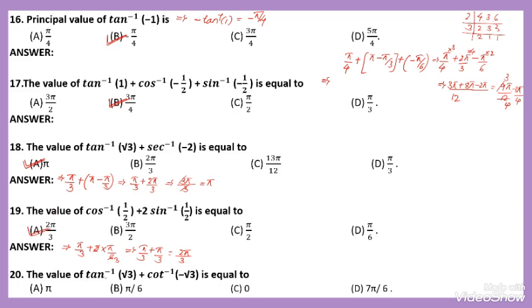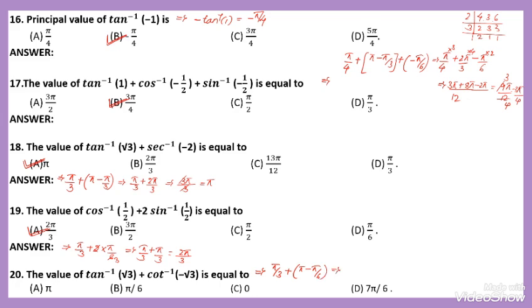The value of tan inverse of root 3 is pi by 3. Again, cot inverse of root 3. I can use the property here. That is pi minus, what is the value of cot inverse root 3? That is pi by 6.